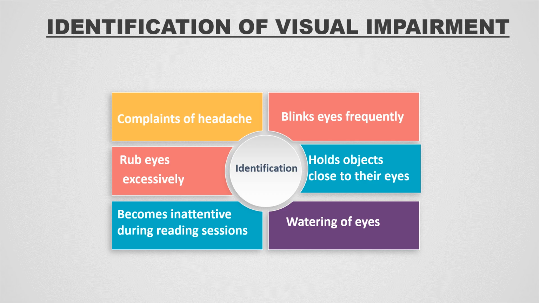Next one is identification of visual impairment. First, complaints of headache, rubbing eyes excessively. Sometimes a child may rub their eyes excessively, so we can identify that they have some visual impairment. Third, becomes inattentive during reading sessions, blinks eyes frequently, holds objects close to their eyes, and watering of eyes.